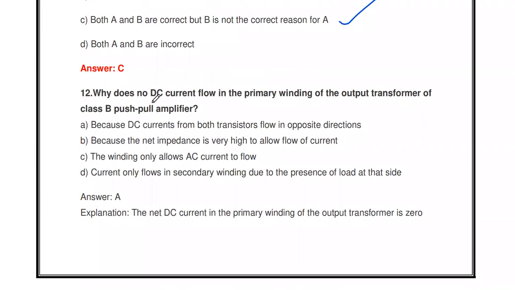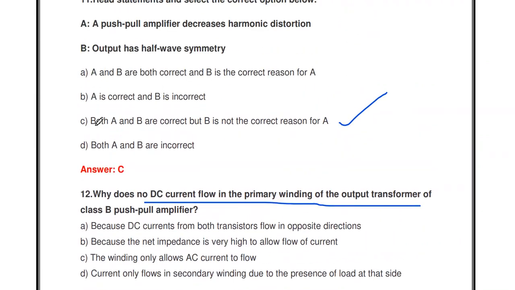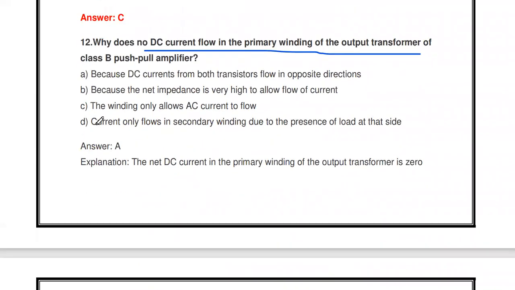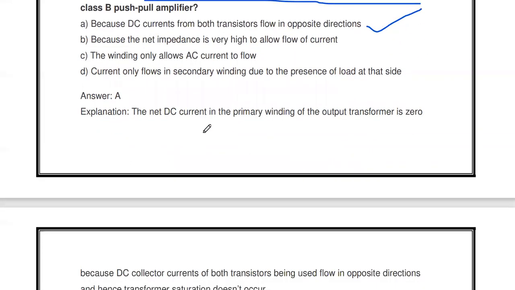Then why does no DC current flow in the primary winding of the output transformer of class B push-pull amplifier? Okay, why is no DC current flowing in the primary winding of the output transformer? Because the DC currents from both the transistors flow in opposite directions. So that's why both currents are cancelled. So in the output transformer, no DC current is flowing.